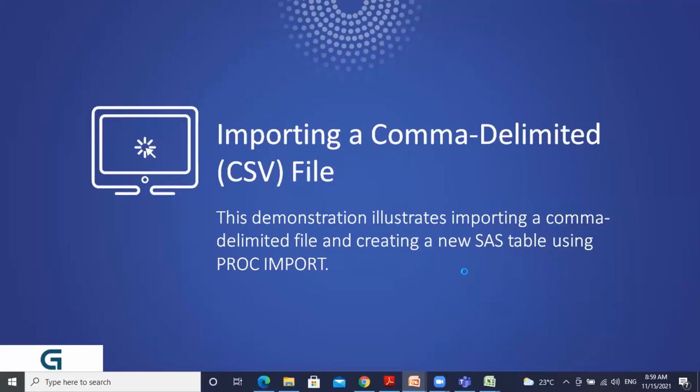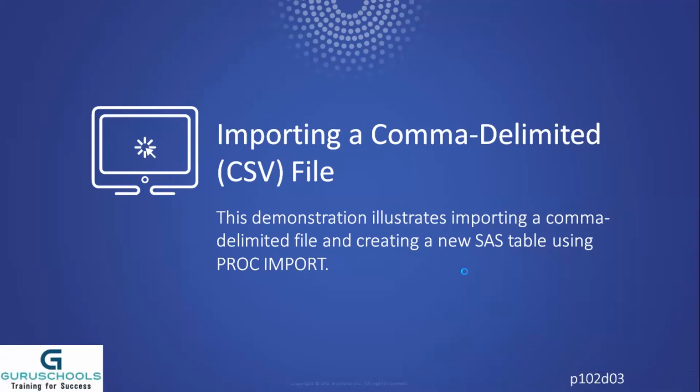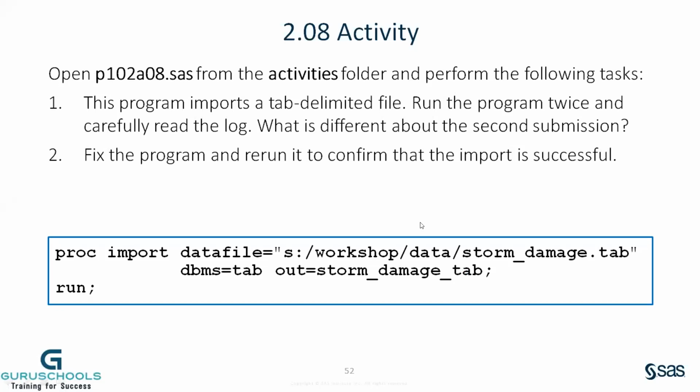So this was what we have done. Now you have a question coming on the next slide. Okay, now look at this. It's telling to open this activity A08. This program imports a tab delimited file. Run the program twice and carefully read the log. What is different about the second submission? Fix the program and rerun it to confirm that import is successful.